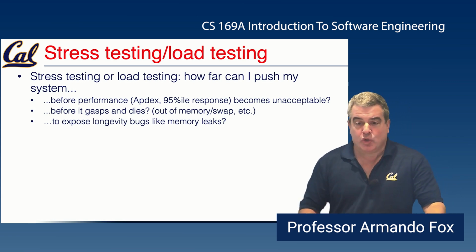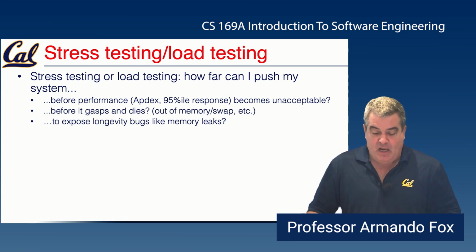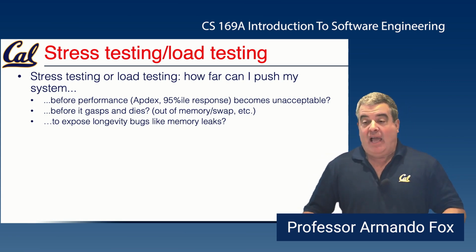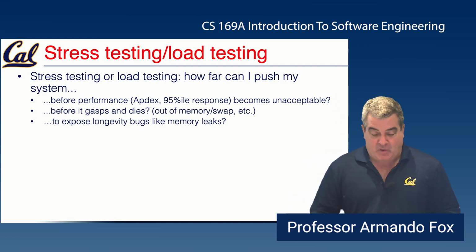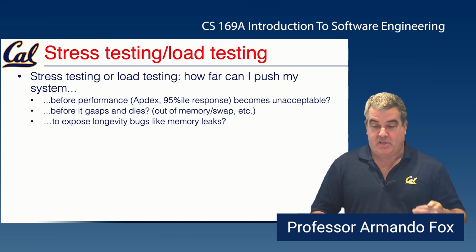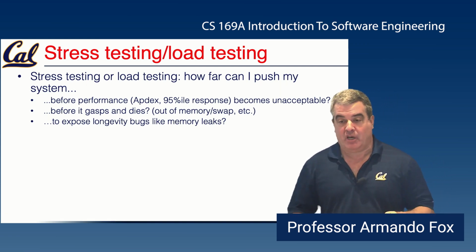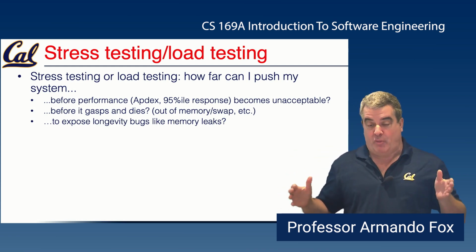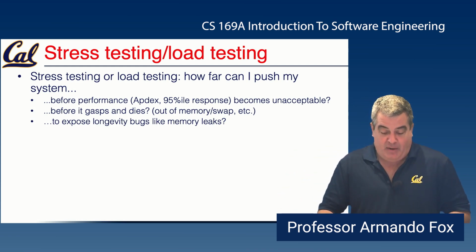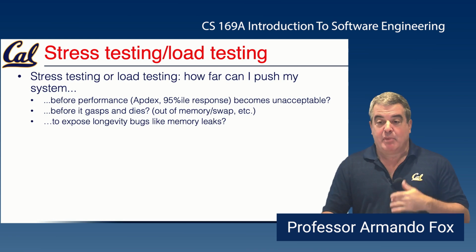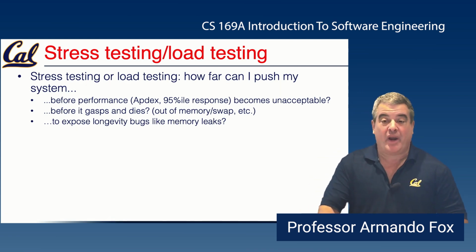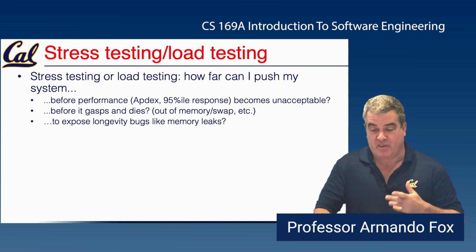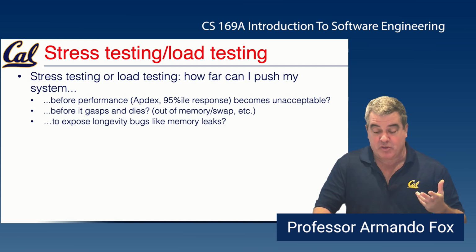What kinds of things are you looking for when you do stress or load testing? One obvious one is performance. How many simultaneous users can your site really handle? At what point does it start to slow down? And that could be a function of your app, the number of web server processes that you have in front of it. Are there things like longevity bugs, memory leaks, running out of memory, running out of something in the database? I'll show you a couple of examples of that can happen that are specific to software as a service.